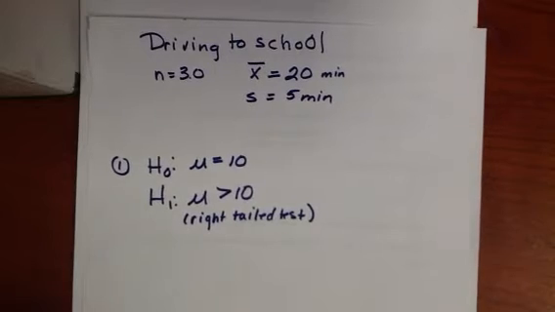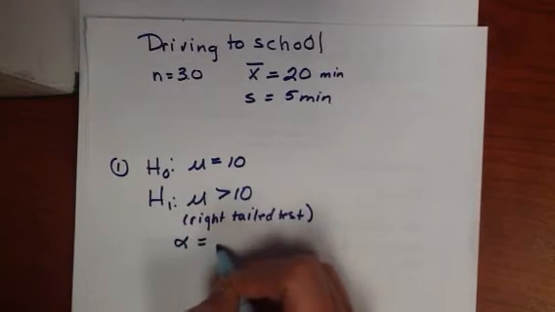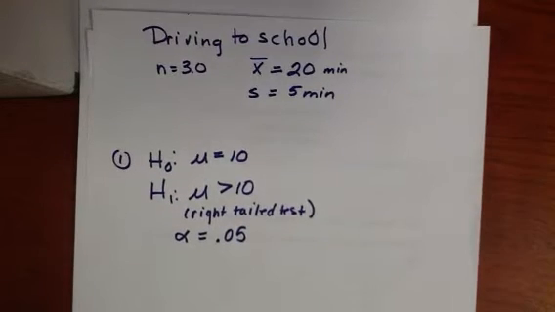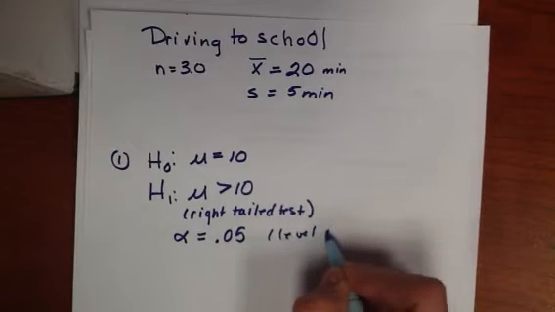Okay? When you read your homework problem, it's going to tell you what alpha is. Let's say my problem told me alpha is equal to 0.05. That's called my level of significance.